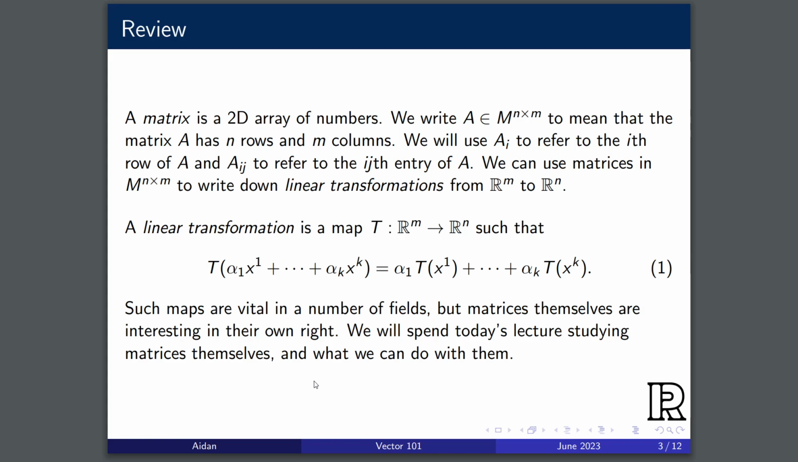We've already discussed how you can use matrices to write down linear transformations. And in particular, if you have a matrix with n rows and m columns, then it will be a linear transformation that takes in vectors in R^m and outputs vectors in R^n. A linear transformation is just any map between two Euclidean spaces that distributes over linear combinations. And they're incredibly important in a number of fields, and they're one of the most important reasons why we care about matrices. But matrices themselves are interesting as well.